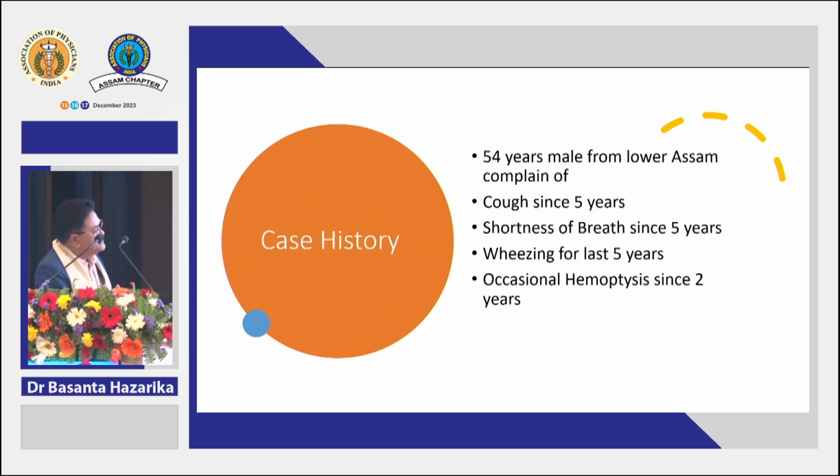Here the case is a 54-year-old male from Lower Assam complaining of cough for 5 years, shortness of breath for about 5 years, and wheezing for the last 5 years, and occasional hemoptysis for 2 years.